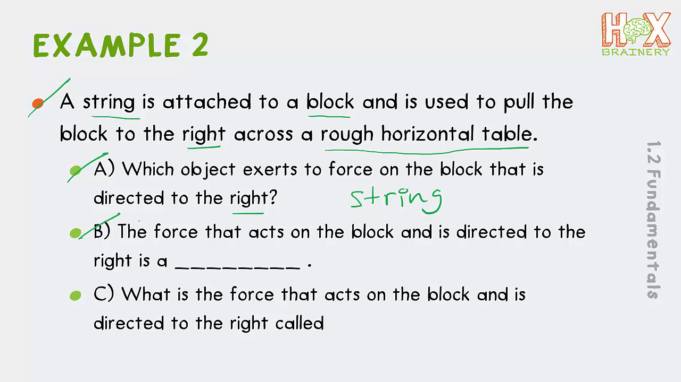All right, part B. The force that acts on the block and is directed to the right is either a contact force or a long-range force? The string is connected to the block, so this is a contact force. Part C. What is the force that acts on the block and is directed to the right called? Is this tension, weight, or friction? Very good. That would be tension.